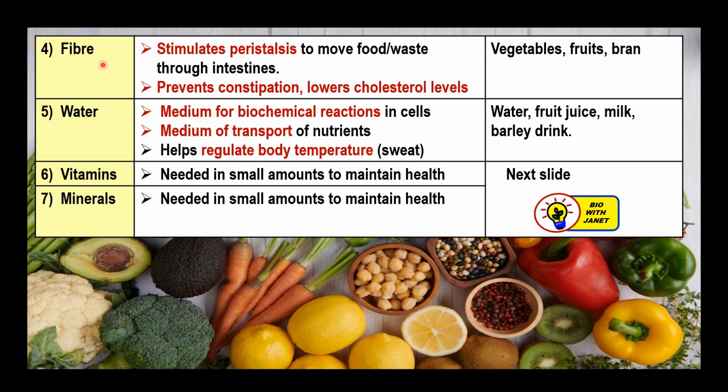Next, fiber. Why is fiber so important? That's always emphasized nowadays. Fiber functions to stimulate peristalsis in the intestinal tract, in order to move the food or the waste along the intestines. So it's very important to prevent constipation. And also it helps to lower the cholesterol levels and regulate the blood sugar levels so that the blood sugar levels do not increase so suddenly, and this may affect the condition of those with diabetes mellitus.